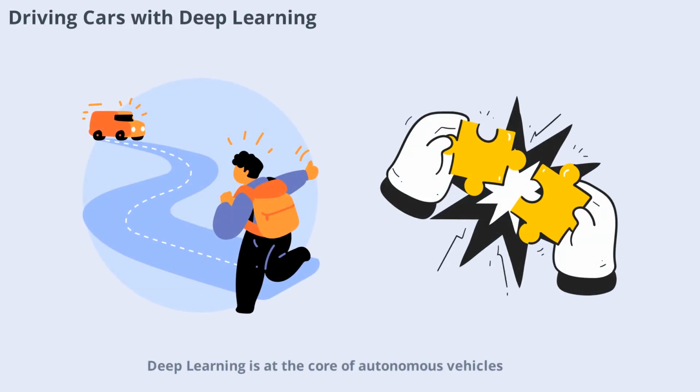Deep learning is at the core of autonomous vehicles. By processing visual data from cameras and sensors, neural networks enable cars to recognize objects, navigate roads, and make real-time decisions. This technology is transforming transportation, making self-driving cars a reality.